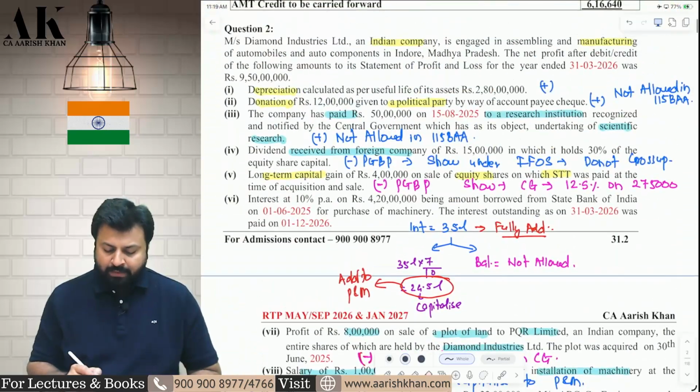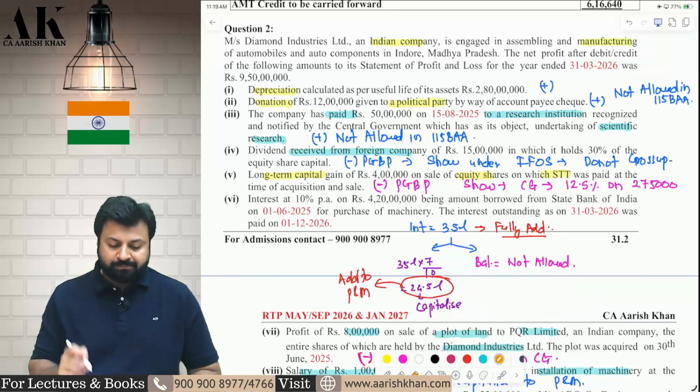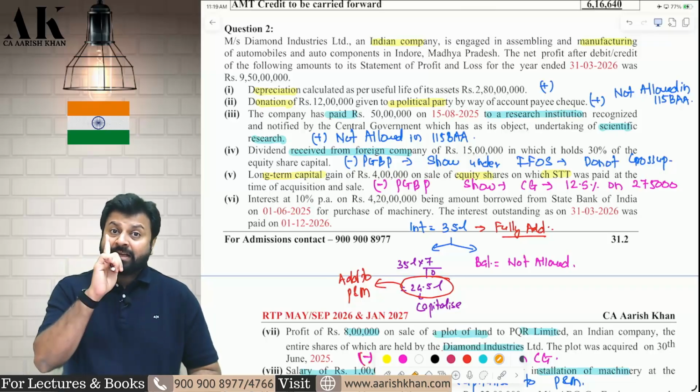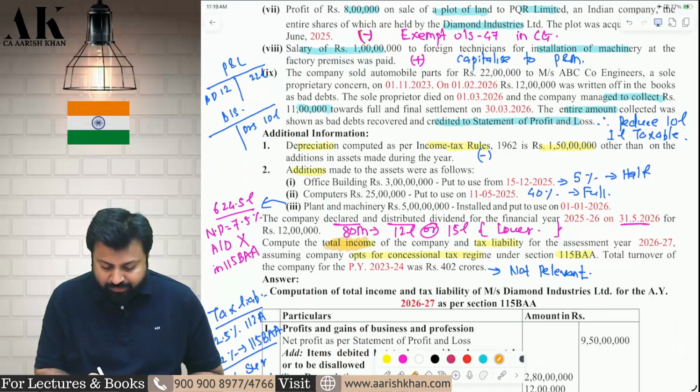Beautiful question it is. Coming to question number 2. Question number 2 is a classic total income question. Whenever a total income question comes in the exam, always remember you have to check the last line first. What is the last line over here? They have asked to compute total income.